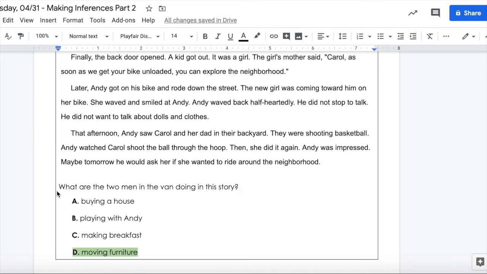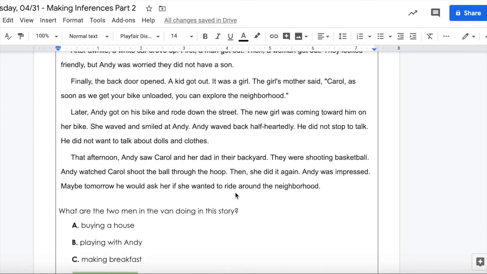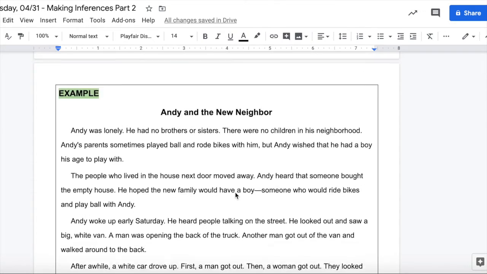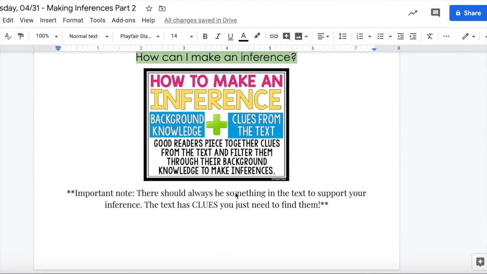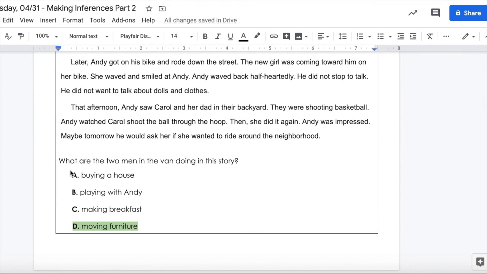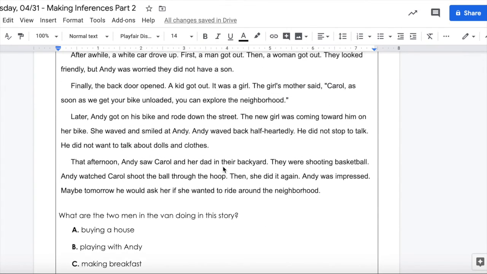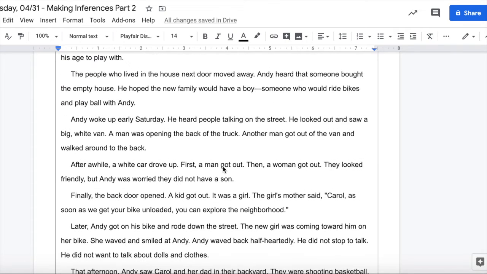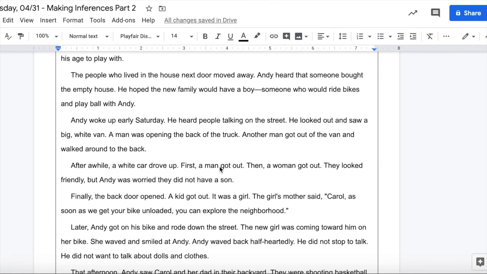Now here's the question that's asking us to make an inference. What are the two men in the van doing in this story? The first thing that I want us to do is the first part of the equation of how to make an inference: finding clues from the text. So what are the two men in the van doing in the story? Let's go back to the part of the text that's talking about the two men in a van. I found that in this paragraph right here.